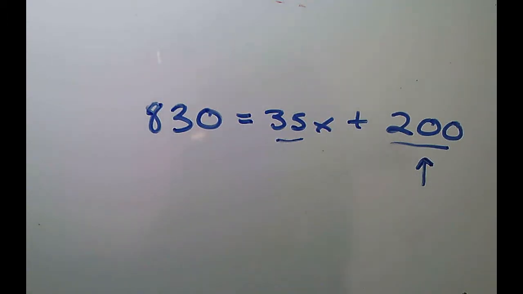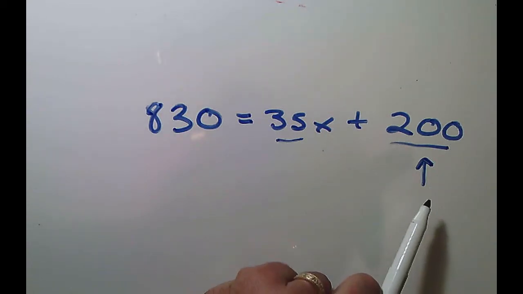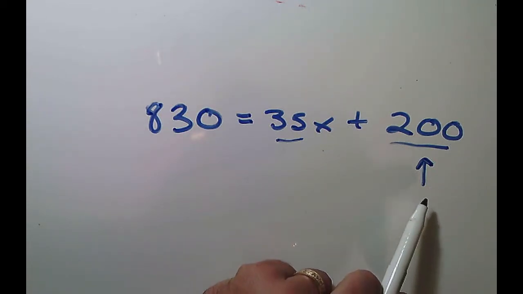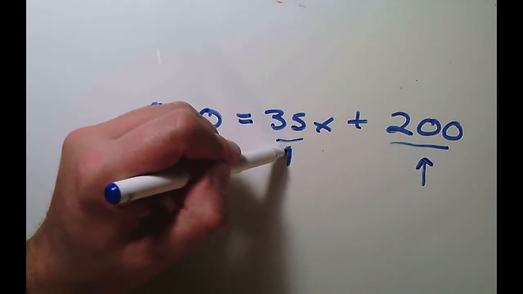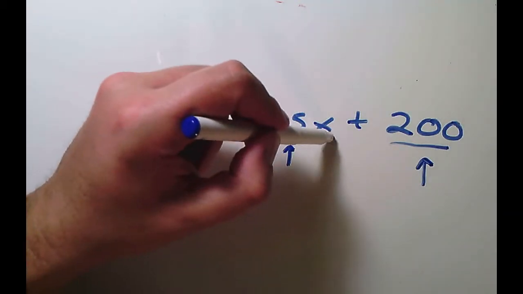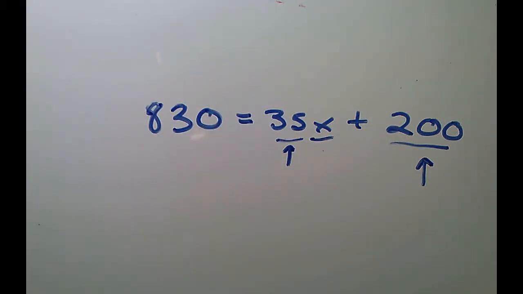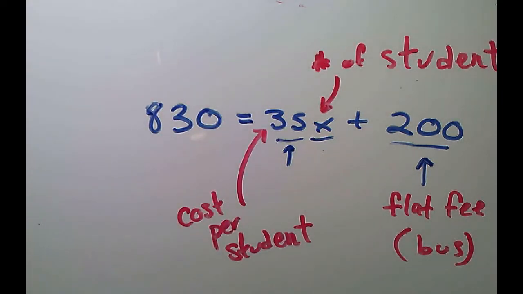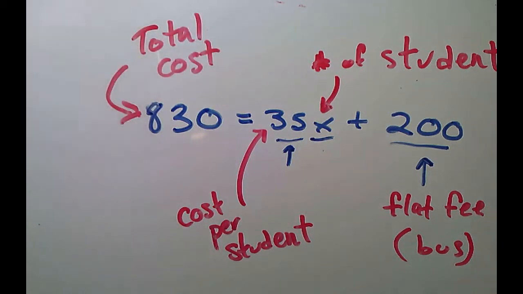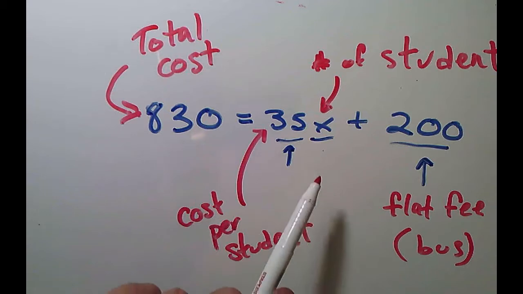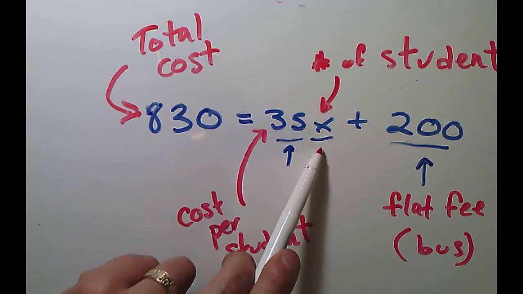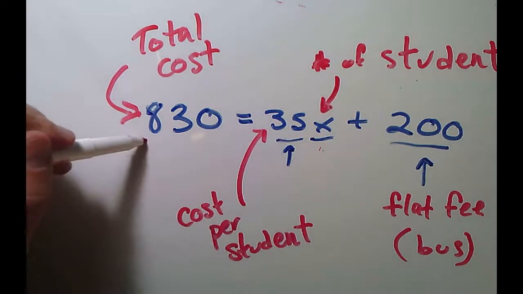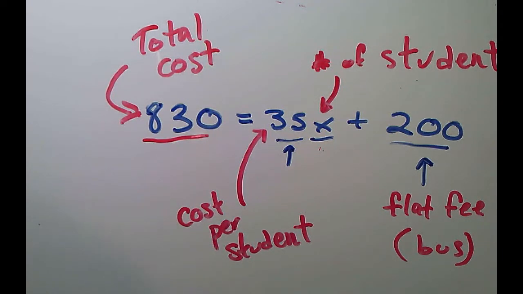We're going somewhere, and this is a base cost no matter how many students go. And this is a per student cost, right? So our unknown is going to represent the number of students, and 830 represents our total cost. So if we don't know how many students are attending the trip, but we know what the total cost is, we can figure it out, right?